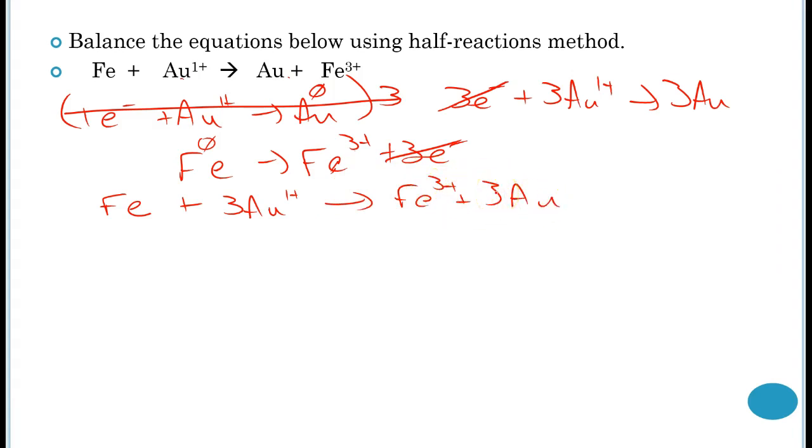And just to check and make sure, I have 1 atom of Fe, 1 atom of Fe, 3 atoms of Au, 3 atoms of Au. Total charge on this side is 0, and 3 times 1, positive 3. Total charge on this side is 3, and 3 times 0, positive 3. So that's a balanced redox reaction. That's how you do it for single replacement.